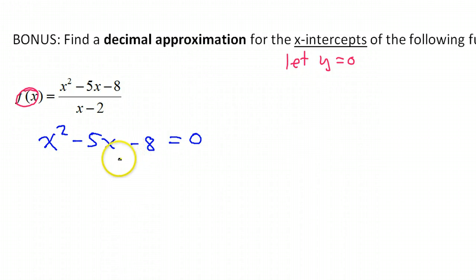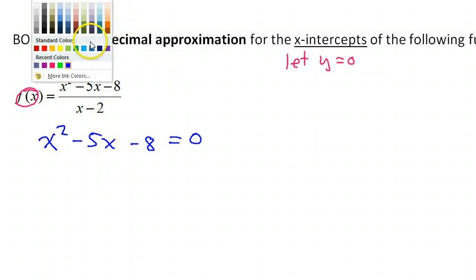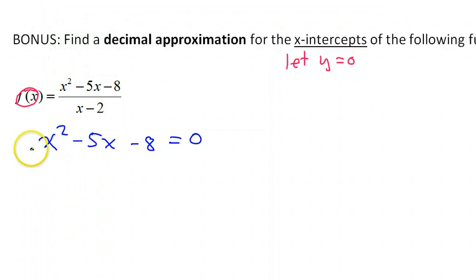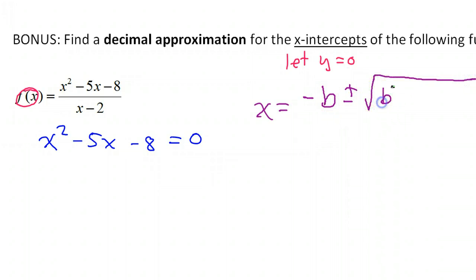Let's use the quadratic formula. The quadratic formula is like this. Given something like this, x will equal the opposite of b plus or minus the square root of b squared minus 4ac all over 2a.